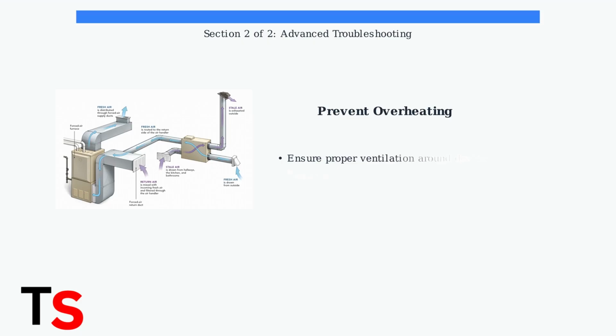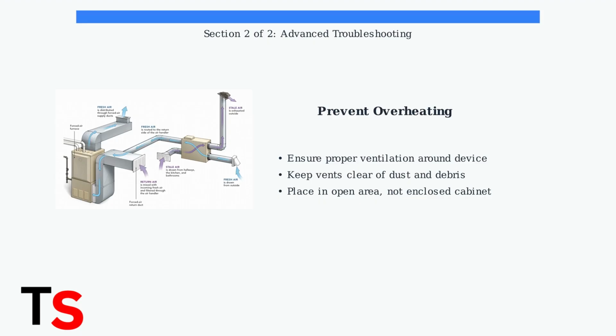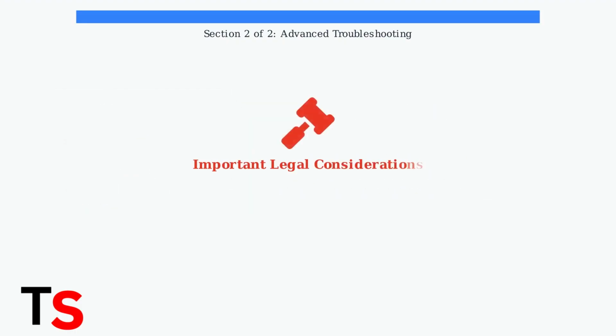Overheating is a common cause of performance issues. Ensure your Superbox has proper ventilation with clear airflow around all sides. Keep it in an open area rather than enclosed in a cabinet. Before continuing, it's crucial to understand the legal implications of streaming content from unverified sources. Always ensure you're accessing content through legitimate channels to avoid potential legal issues.